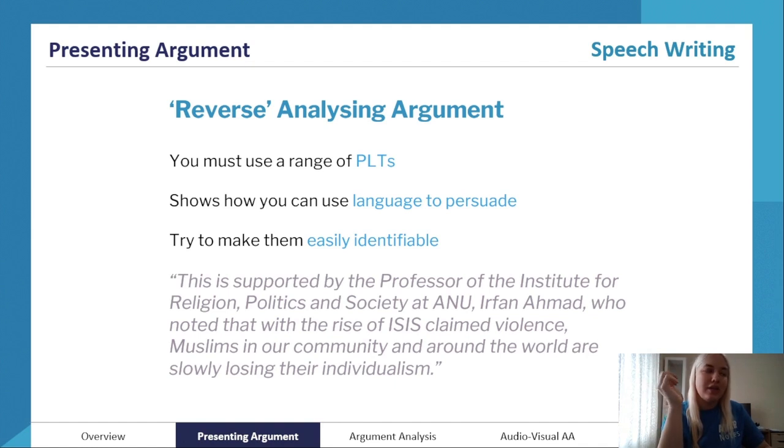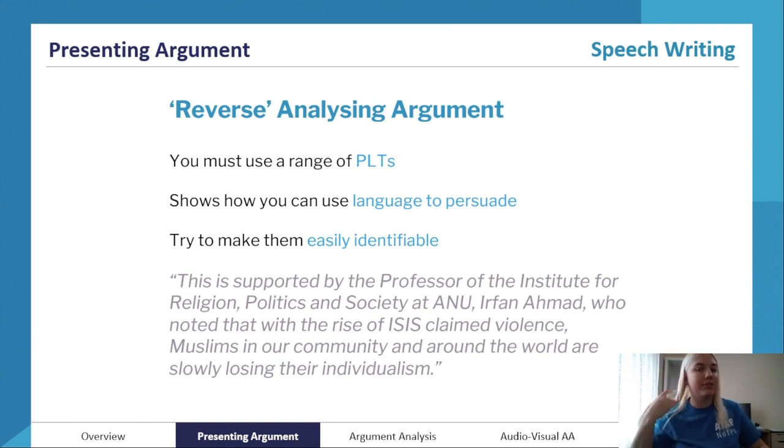So if you struggle with that, do heaps of planning before you start writing about what kind of ones you want to embed and how many you want to be there for each argument. You need to be able to show how you can use language to persuade and try to make your PLTs easily identifiable. But if they're not so easily identifiable, you've got that statement of intention accompanying your piece and you're able to detail some of your intent and what you've used. So this is an example here of how to make them easily identifiable.